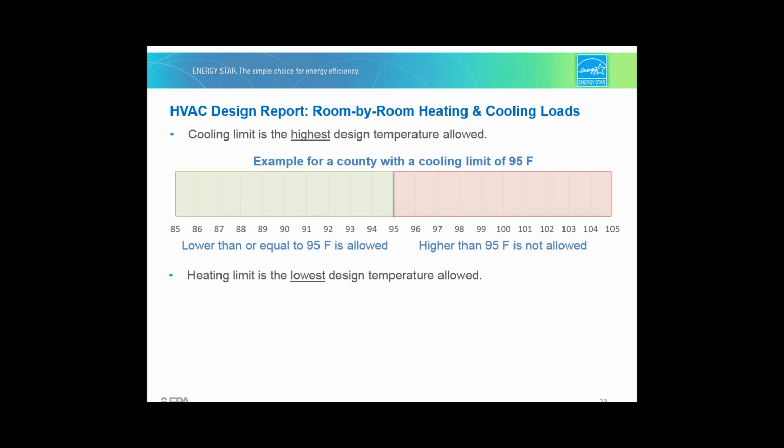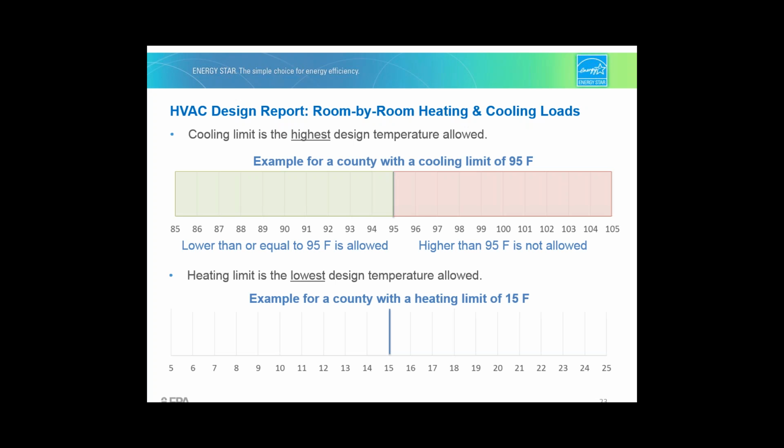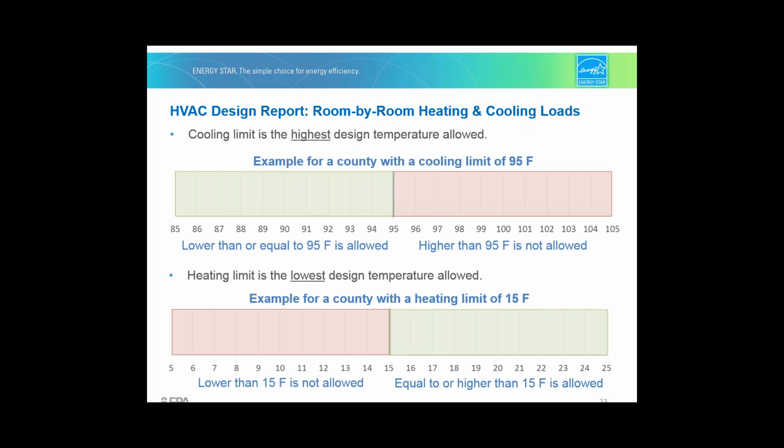And the heating limit is the lowest temperature you're allowed to use to certify the home. So for example, if you have a county with a heating temperature limit of 15 degrees Fahrenheit, then a temperature below 15 degrees is not allowed to be used, but any temperature of 15 degrees or higher is fine.